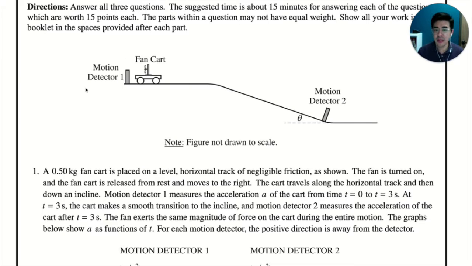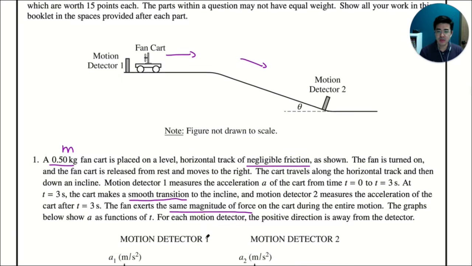What do we know here? We know that it's 0.5 kilogram, so we know its mass. It's placed on a level horizontal track of negligible friction, as it usually is. So no work done on the system. The fan is turned on and moves to the right. Then the cart travels along the horizontal track and then down an incline, so it's probably going to speed up as it goes down. Motion 1 measures the acceleration from 0 to 3. At T3, the cart makes a smooth transition to the incline, and then the motion detector measures the acceleration after 3. The fan exerts the same magnitude of force during the entire motion, and the graphs show the function.